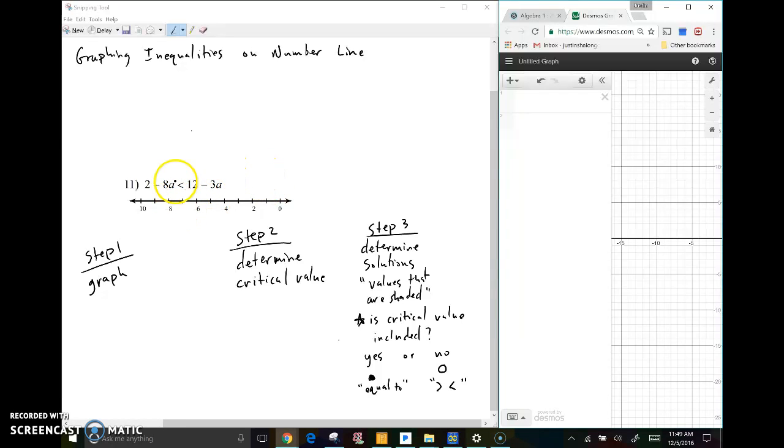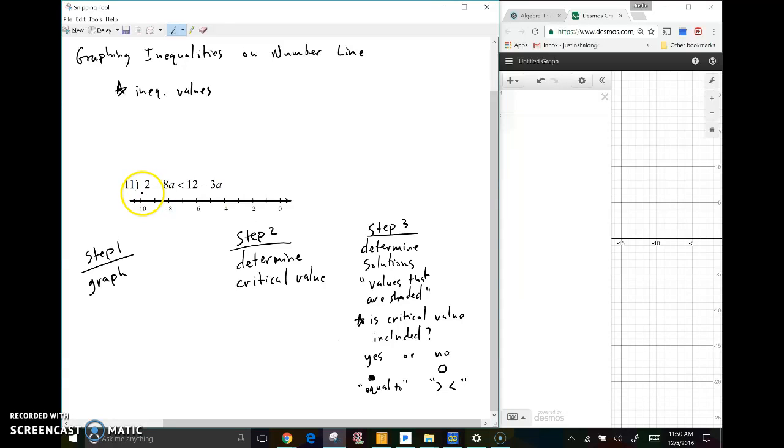Okay, this video is going to cover graphing inequalities on a number line. Remember, when you graph inequalities, you're trying to find the values that make the inequality true. There's going to be more than just one, because we're not finding values that make it equal, we're finding values that also make it unequal, so unequal values.